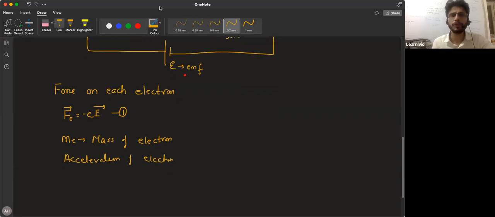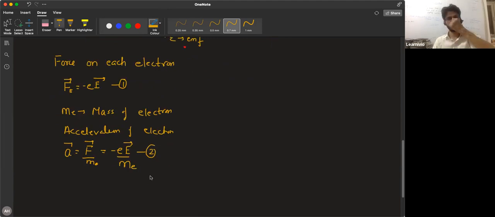What's the relation between force and acceleration, Alia? Force is equal to ma. So the acceleration is force divided by the mass of the electron. So the force is minus eE divided by the mass of the electron. That is equation number 2. This is the acceleration. Now, if you have acceleration, you can calculate velocity also.